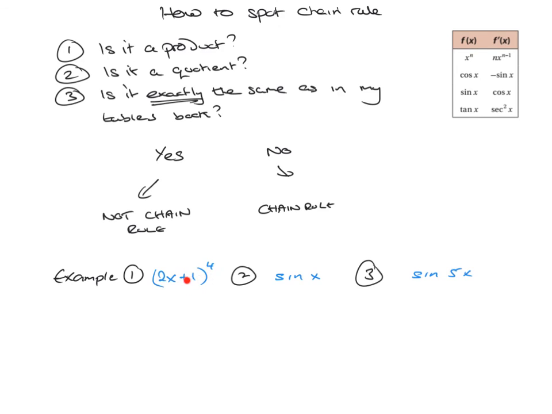And then you use the whole idea of bringing down the power, rewriting the bracket, taking one off the power, and differentiating it. Is this a chain rule? Well, it's not a product. It's not a quotient. Is it exactly the same as one of these? It is, so you can just write down the answer. Let's have a look. Sine 5x. Again, it's not a product. It's not a quotient. Is it exactly the same as in my tables book? Well, it isn't. The tables book says sine x. This is sine 5x. Therefore, it is the chain rule, and you use the trig chain rule sort of cheat that we did in the previous slide.